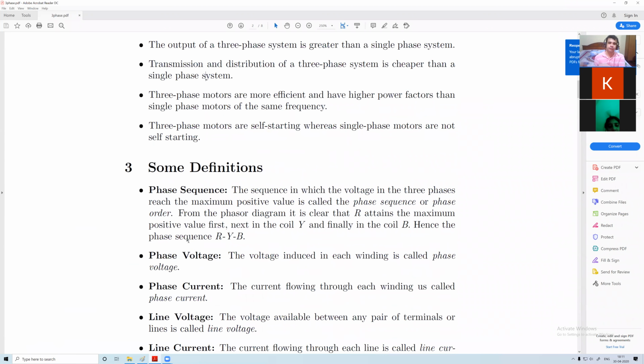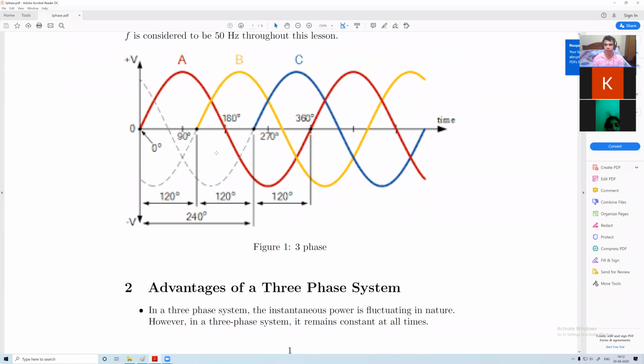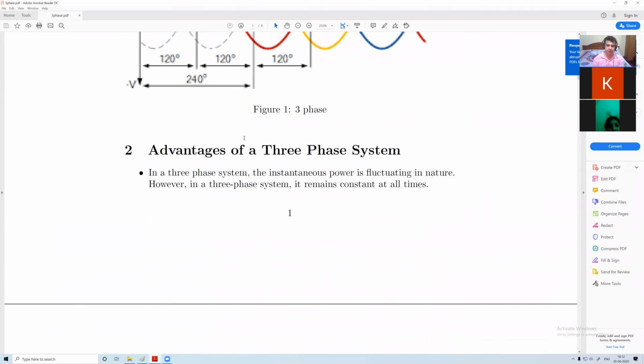Now some definitions. Phase sequence. The sequence in which the voltage in the three phases reach the maximum positive value is called the phase sequence or phase order. I have given this to you. From the phasor diagram, it is clear that red attains the maximum value first, then yellow, and then blue. So RYB. Okay. So we will use this RYB throughout our discussion. And throughout the discussion, the frequency is always 50 Hertz for this lesson.